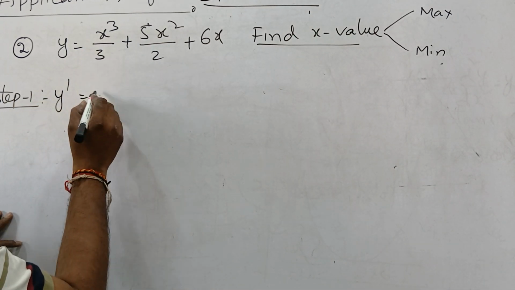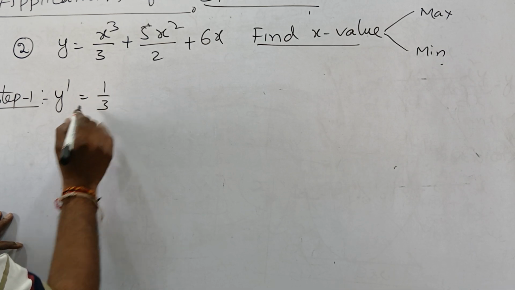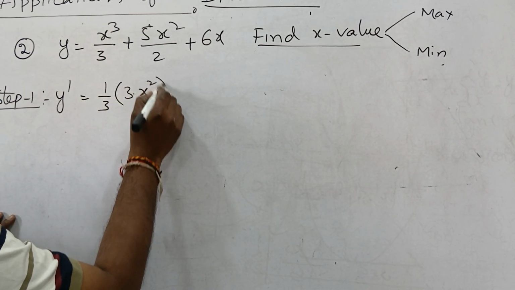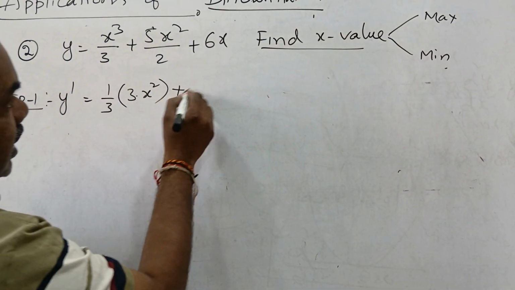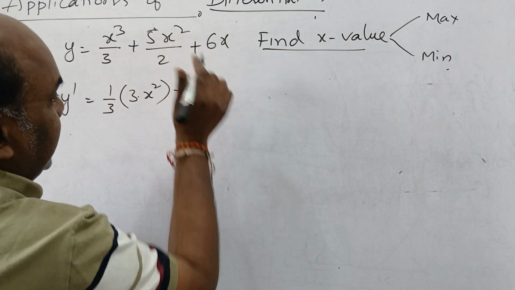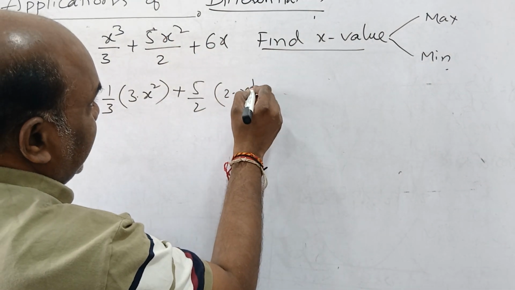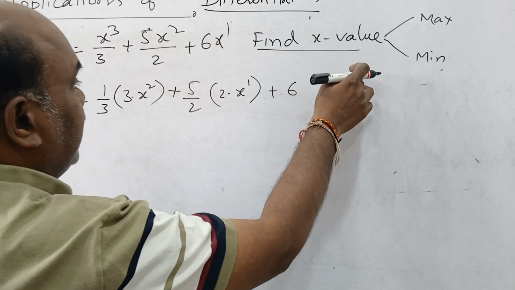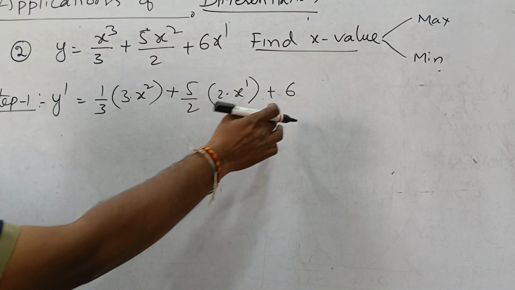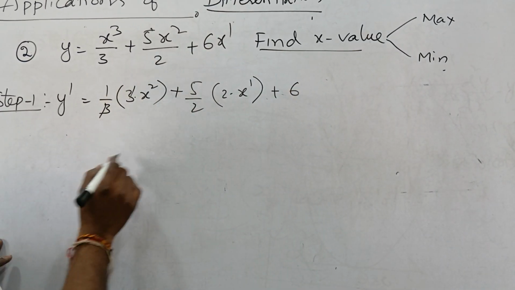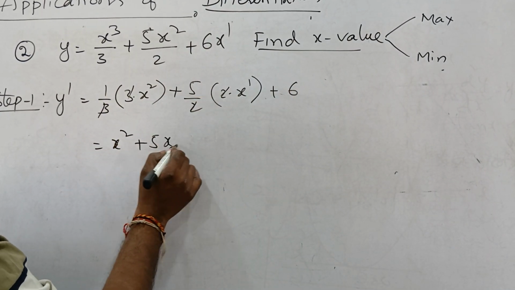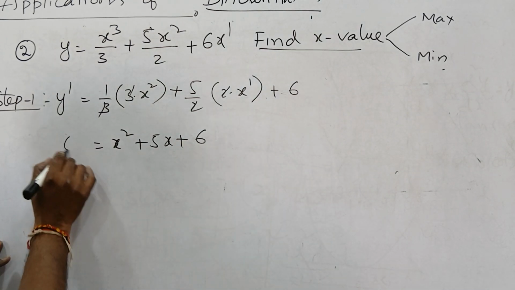This is the x power n formula. 1 by 3 is a constant, keep it aside. x power n gives n into x power n minus 1: 3 into x power 3 minus 1, plus 5 by 2 into 2 into x power 2 minus 1, plus 6 into x power 1 minus 1, which is x power 0, which is 1. So 3 cancels, 2 cancels. So x square plus 5x plus 6. This total term should be equated to 0.